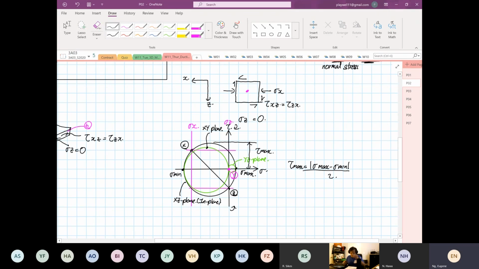So again, this is just a sketch. We don't know the values, but the Mohr circle is going to look like this. So now all we need to do is calculate the stresses at stress X and the stresses at stress Z. Okay, so now we're going to go for the axial loading. Let's go for the axial loading first.